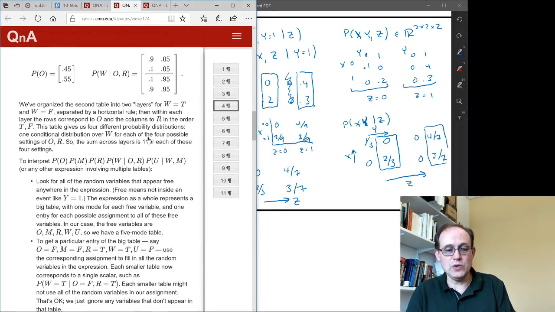All right, so if we want to interpret this expression, or any other expression that involves multiple tables, what we do is we look at all the random variables that appear free anywhere in the expression. So free means not inside an event. So if it appears anywhere free, then it's going to be a mode of the table. And so this expression here represents a table. There are 5 variables, O, M, R, W, and U, all appear free here. And so this represents a big table with 5 modes.